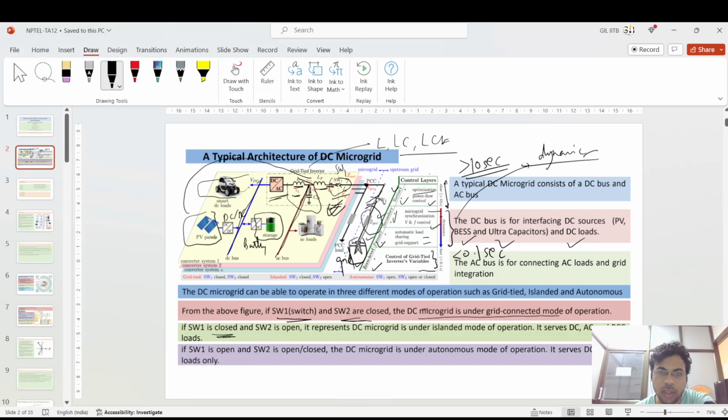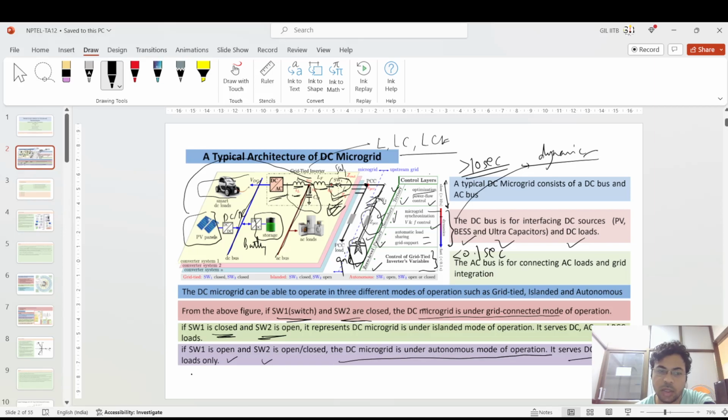And if switch 1 is closed, suppose this switch is closed but switch 2 is open, it represents that it is in an islanded situation, because there is no connection of the grid with this microgrid setup. So suppose both switch 1 is open and switch 2 is open or closed. In this situation, the DC microgrid is under autonomous mode of operation.